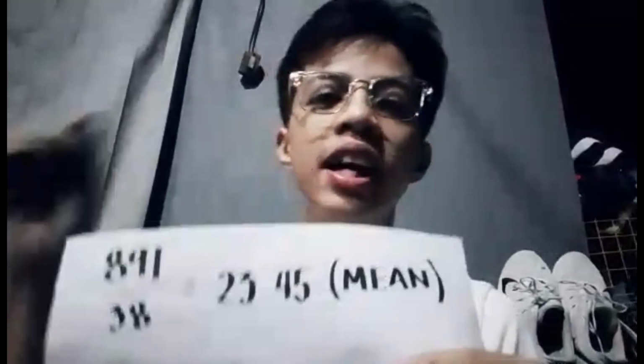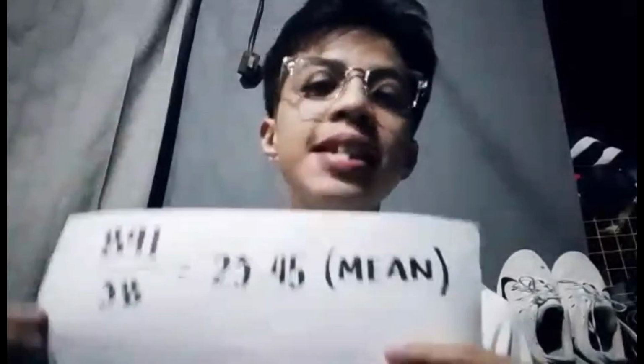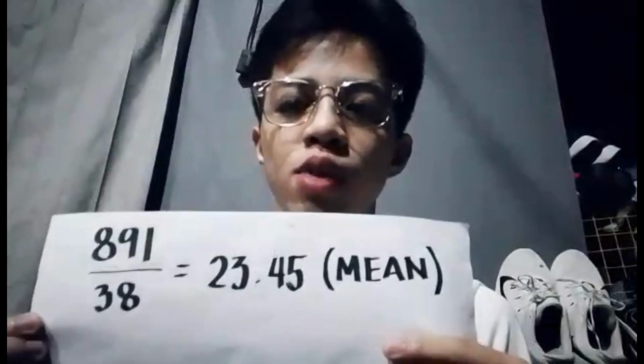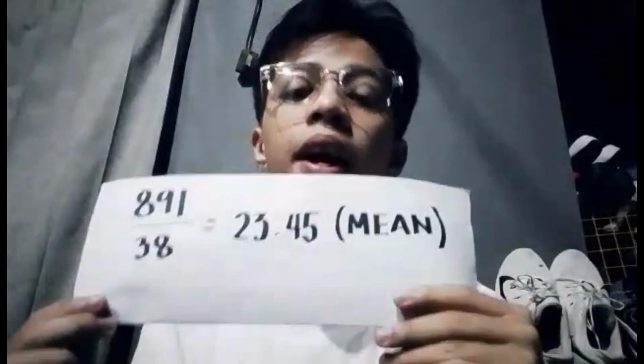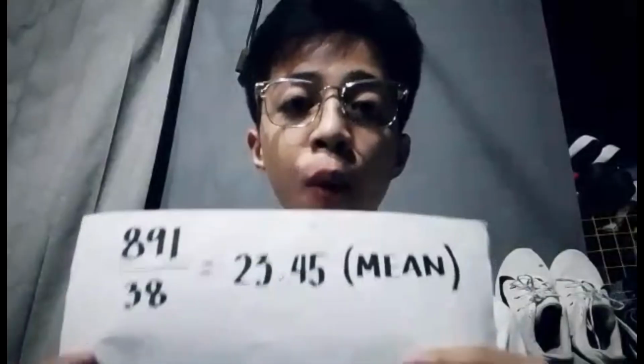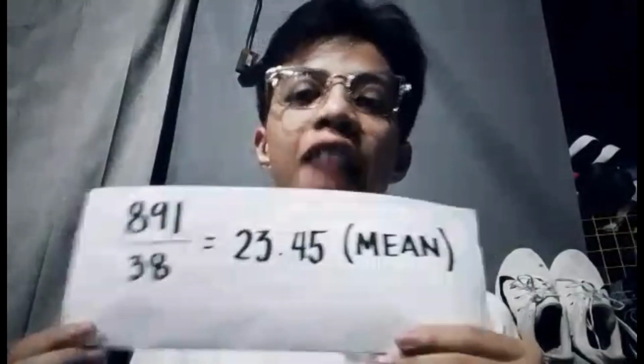So first, the mean or average. To get the mean, we added all the scores, which is 891, then divided by the total number of students, which is 38. So 891 divided by 38 is equal to 23.45. This means that the average score of the class is 23.45.